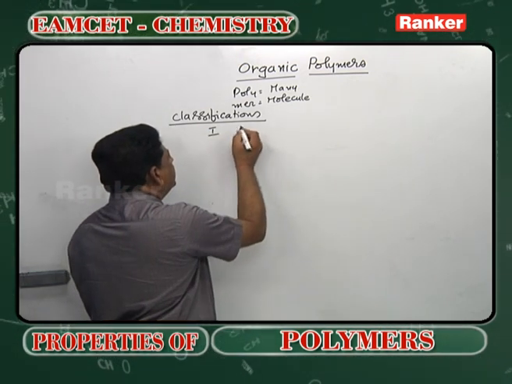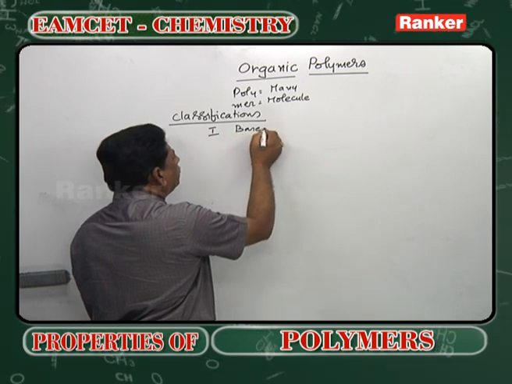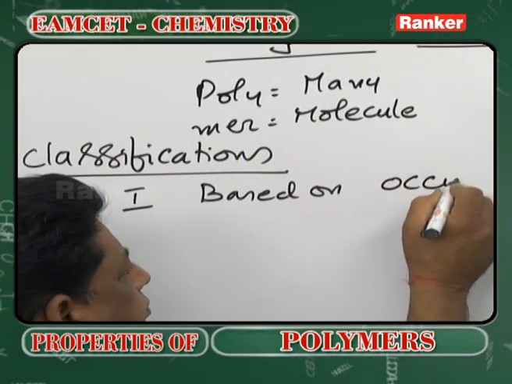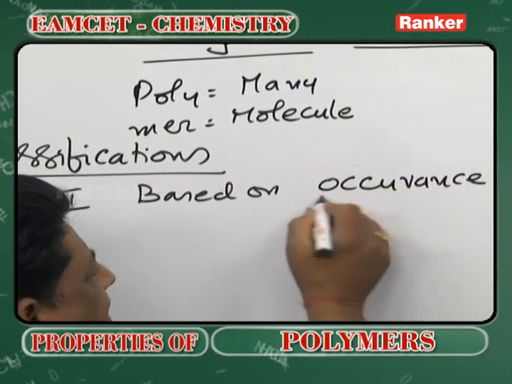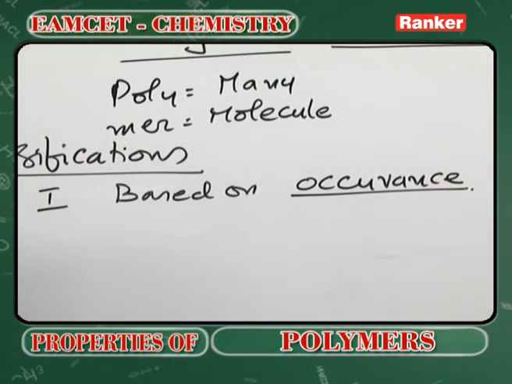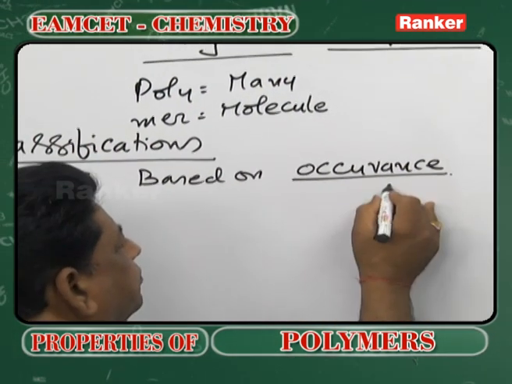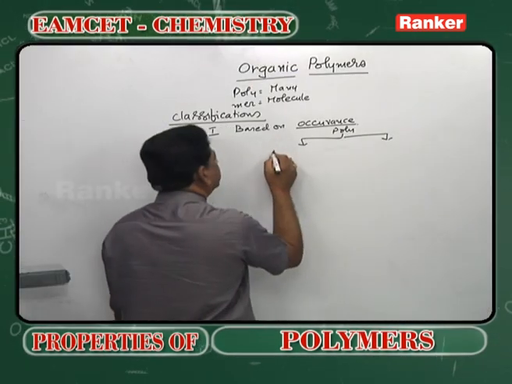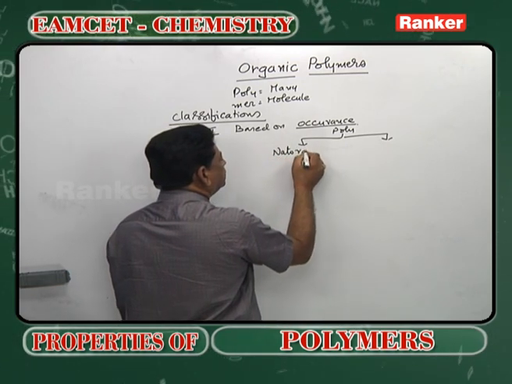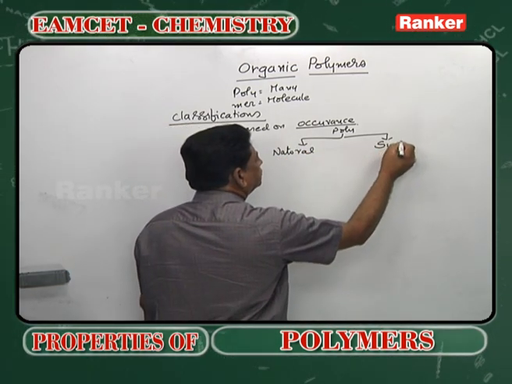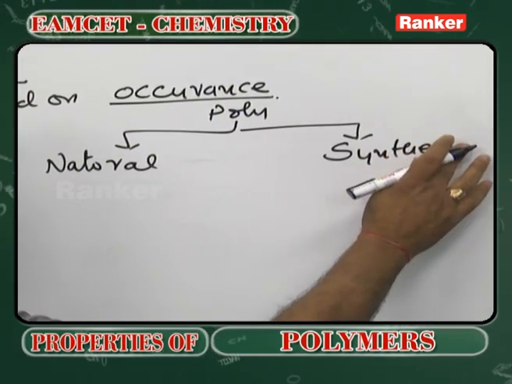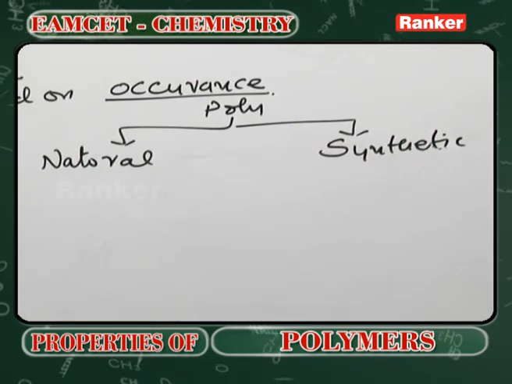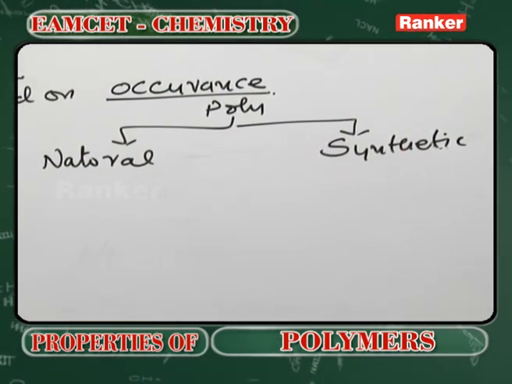The first type is based on occurrence, where they are available, or availability. They can be classified into 2 types: natural polymers and synthetic polymers. Synthetic means man-made polymers. Natural means we are able to get them in nature itself.